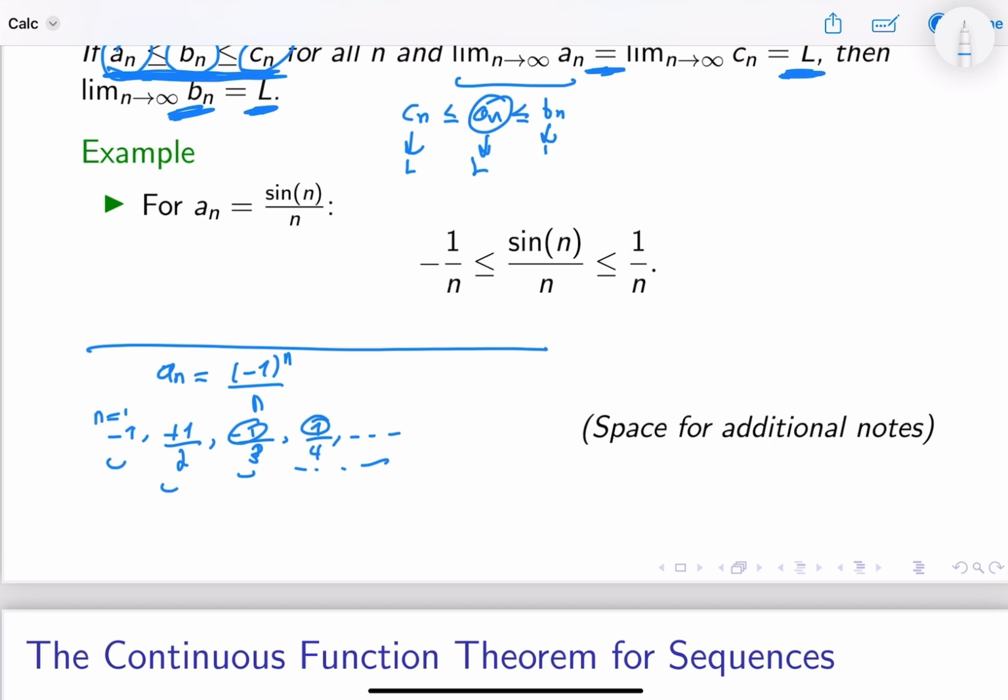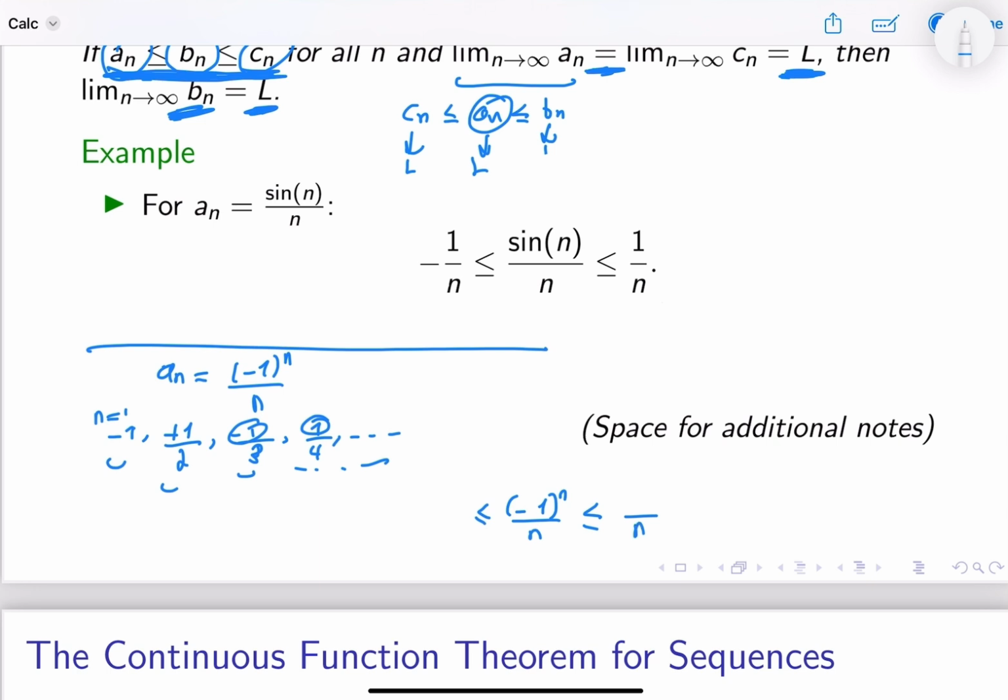So should it go to a positive number? Should it go to a negative number? Should it go to 0? So how would you know? Well, here's an immediate way of seeing this. So (-1)^n over n, right? Let's try to use the sandwich theorem. Let's try to sandwich this sequence between two sequences, right?